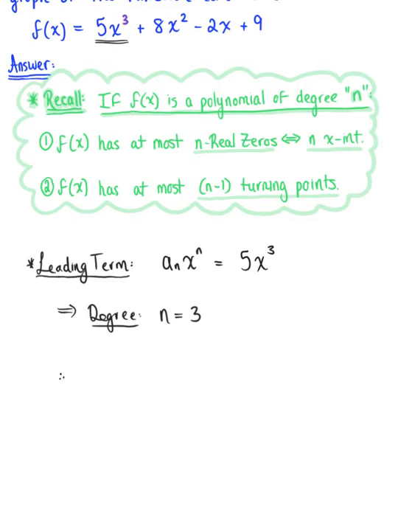So we can say that therefore, f of x has at most 3 real zeros, which we now know is equivalent to 3 x-intercepts.